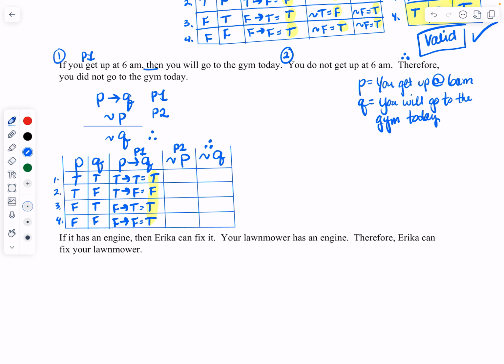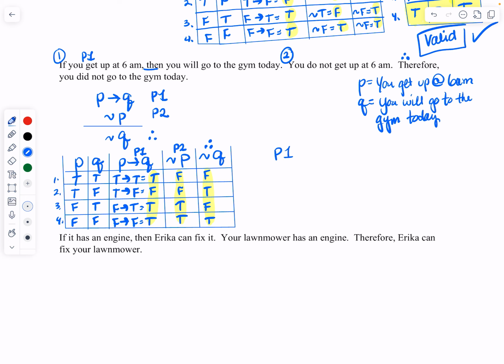Now I'm going to negate the P column. Remember the P column was true, true, false, false. So I'm going to write down false, false, true, true. And negation of Q is true, false, true, false. So I get false, true, false, true. Okay, so I'm going to use the negation P column and the negation Q column. So I'm going to write this out.